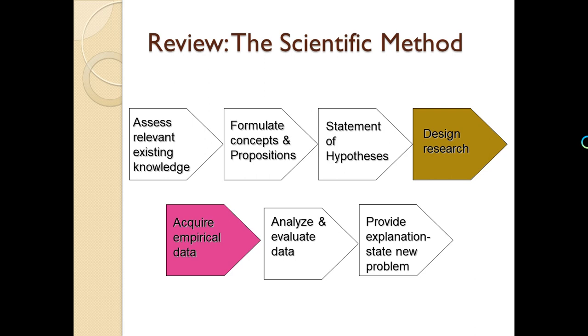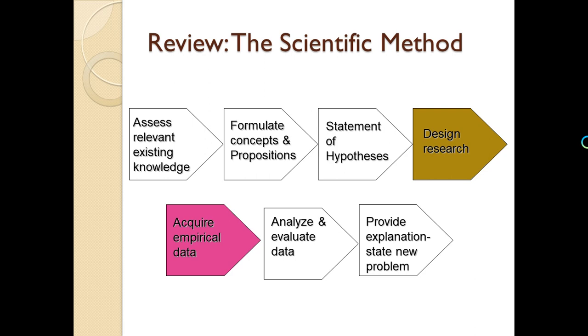So, with this preview, let's once again recap. The research process consists of 7 steps. We had already finished 5 steps: assessing relevant and existing knowledge, formulating concepts and propositions, statement of hypothesis, design of research, acquiring empirical data. So today we are going to start with the sixth step. It's the sixth step, but as per the syllabus, it is the fourth unit. So it's called analyze and evaluate the data.